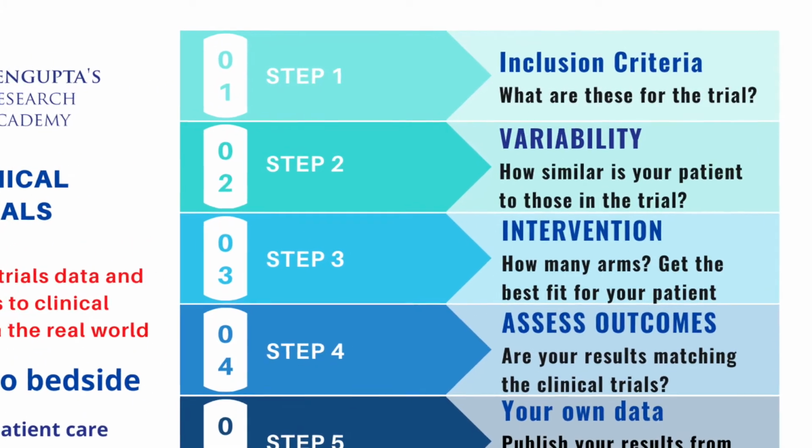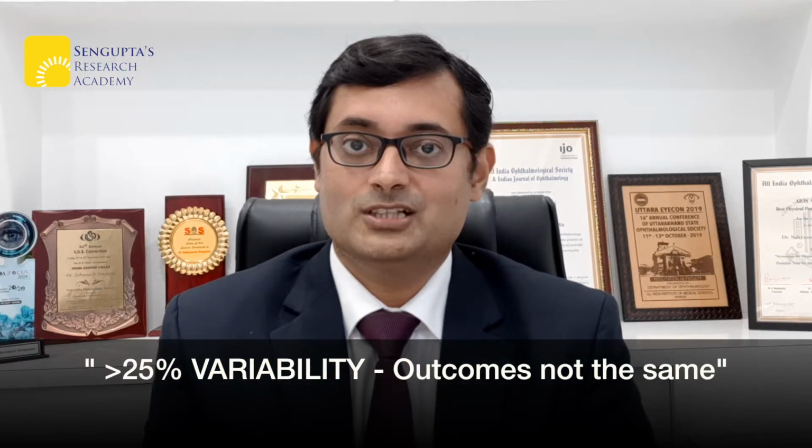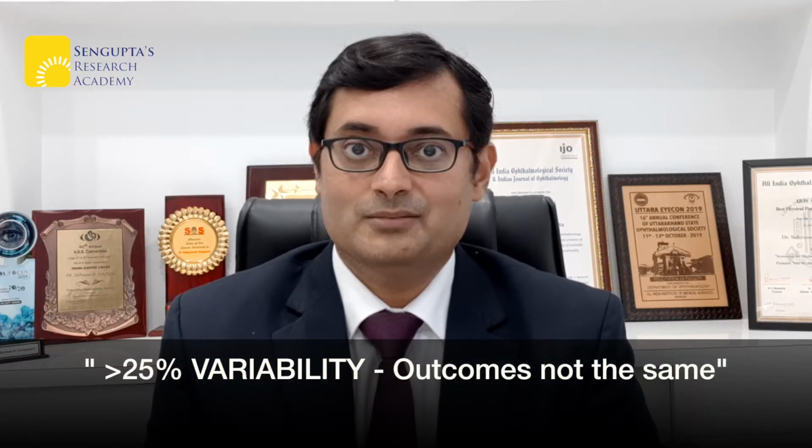Step 2 is variability. It will be extremely difficult to have every patient exactly fit the inclusion criteria of a clinical trial. Try and assess how your patient's characteristics differ from those enrolled in the clinical trial. Doing a quick math in your mind and assessing how different your patient is from the inclusion criteria is a good approach. I find that if patients vary by more than 25% from those in the clinical trials, you should not expect them to get results as promised by the trial.